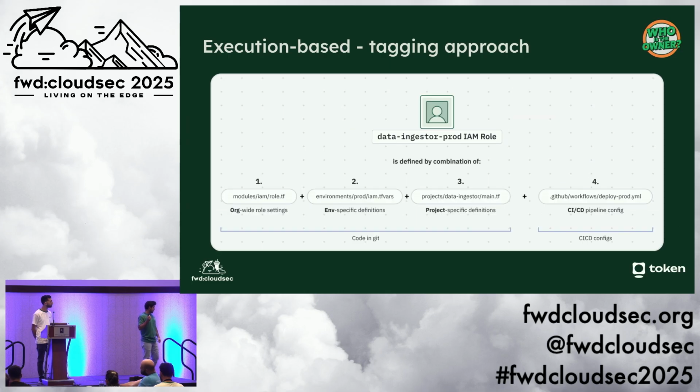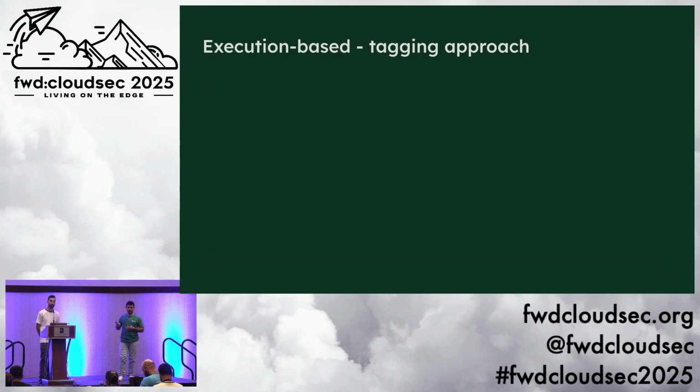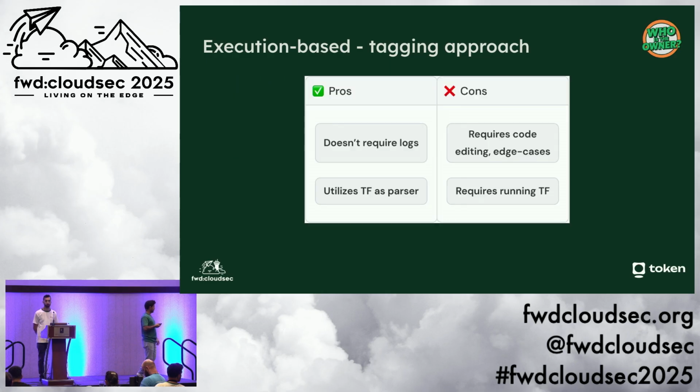If we look at the same example we've seen before, we have all of those files that are relevant to the creation of this identity. And if we add tags, eventually the output we're going to have is the same identity being created and all of the files that are relevant to its creation and their actual purpose. So you have the module file that is relevant, the environment file, all the way up to the CI/CD configuration file. So it's a pretty cool way to do it, but it has a lot of drawbacks.